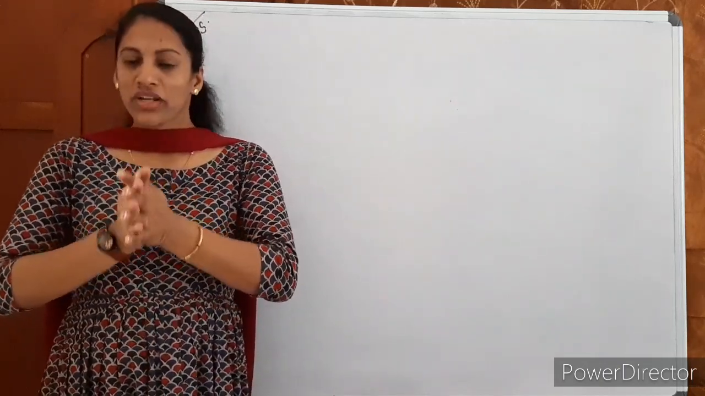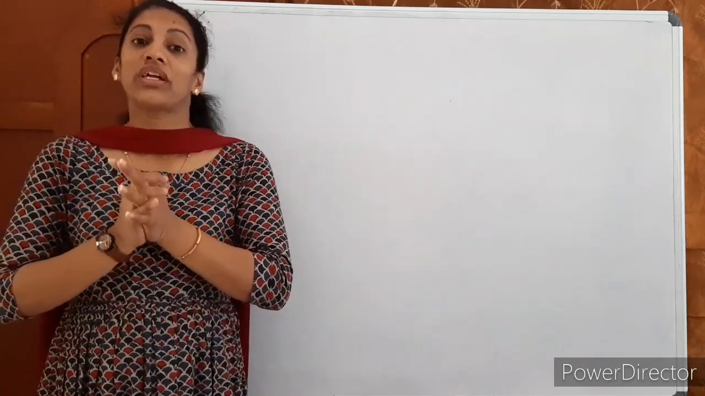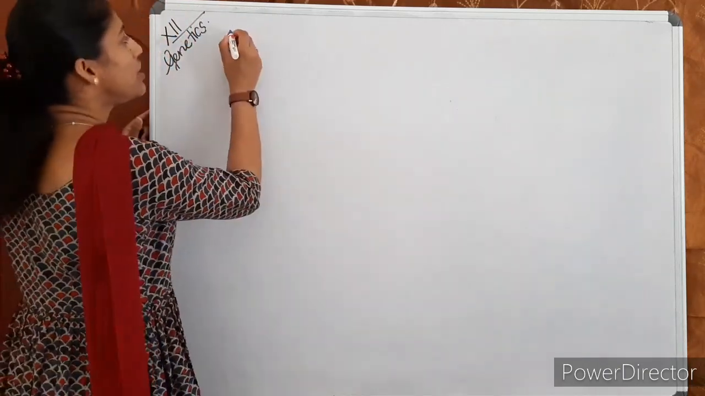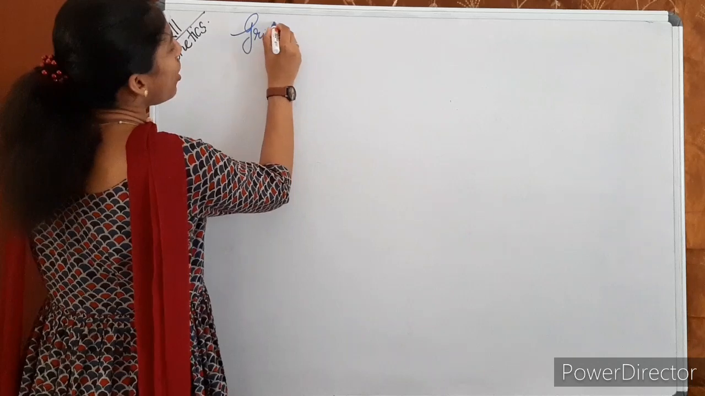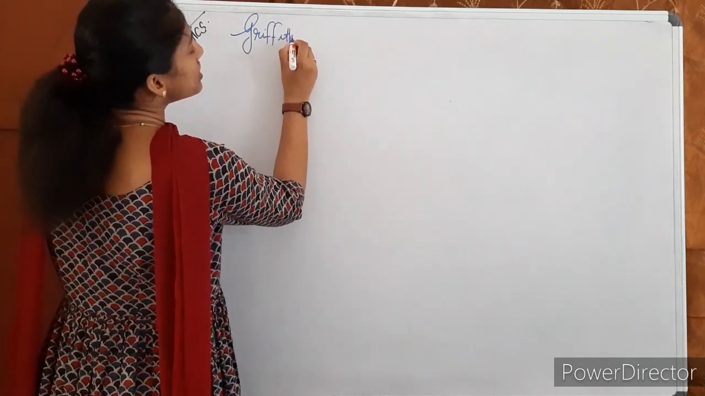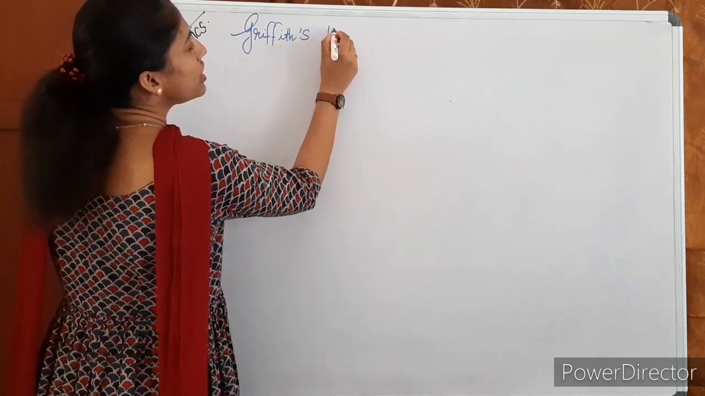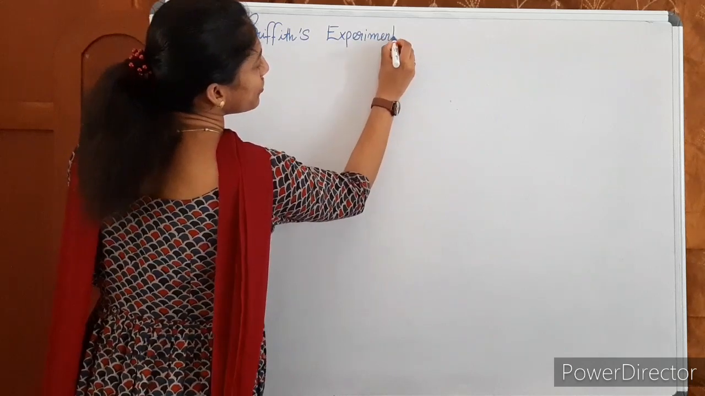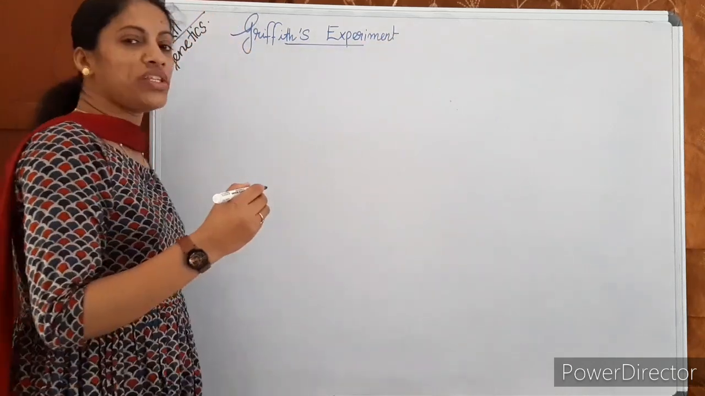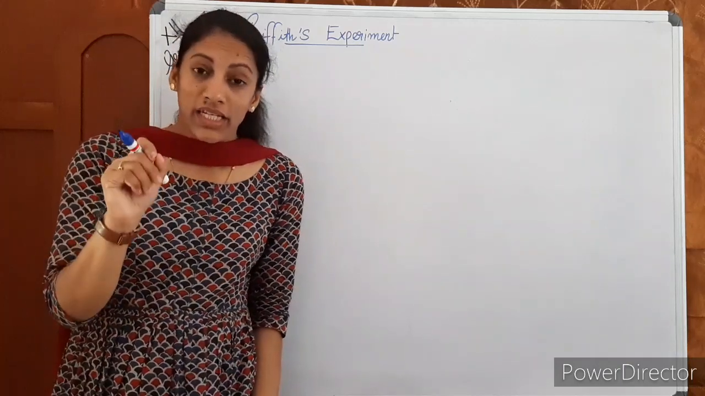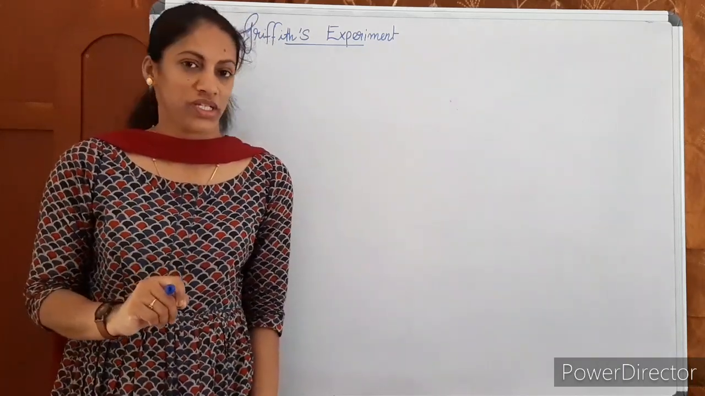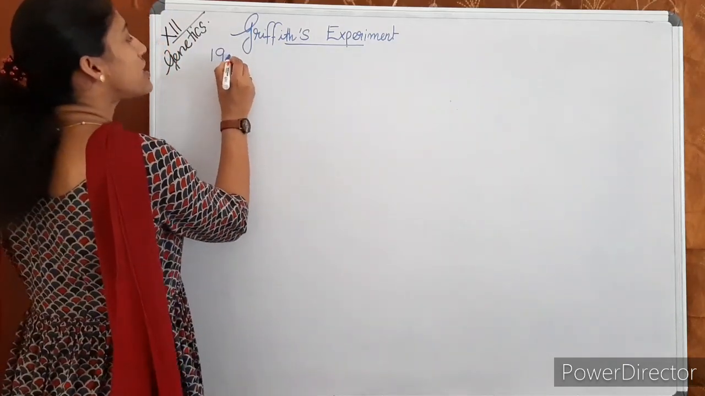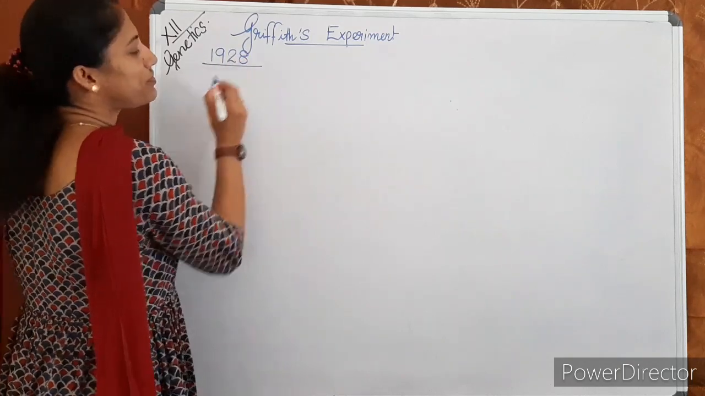The notable attempt is given by Frederick Griffith. So you can learn it under Griffith's experiment. It's the most popular experiment on genetics, Griffith's transformation experiment. So let us discuss Griffith's experiment first, and after that we will discuss one more experiment that clearly proved DNA is the genetic material. First, Frederick Griffith's experiment. He conducted the experiment in 1928.